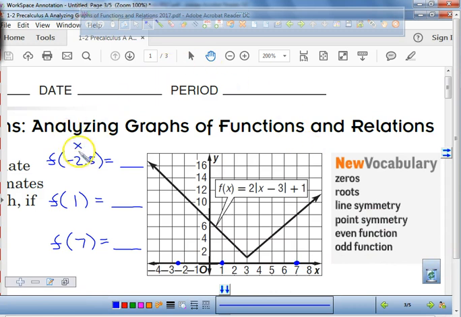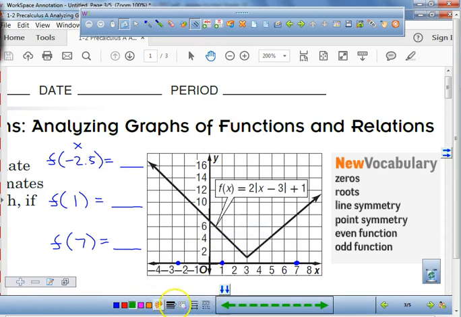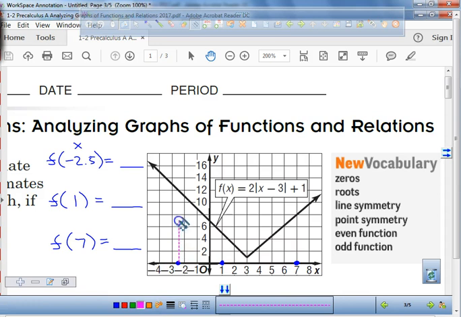Now the next thing we're going to do is analyze this graph where the x value is negative 2.5. So what I want you to do, with your pencil, go up from negative 2.5. Just go up all the way until you touch the graph. All right? And then from where you touch the graph, go over to your y value. Okay? So right here, what's my x value? My x value is negative 2.5. What's my y value that corresponds with it according to this graph? 12.